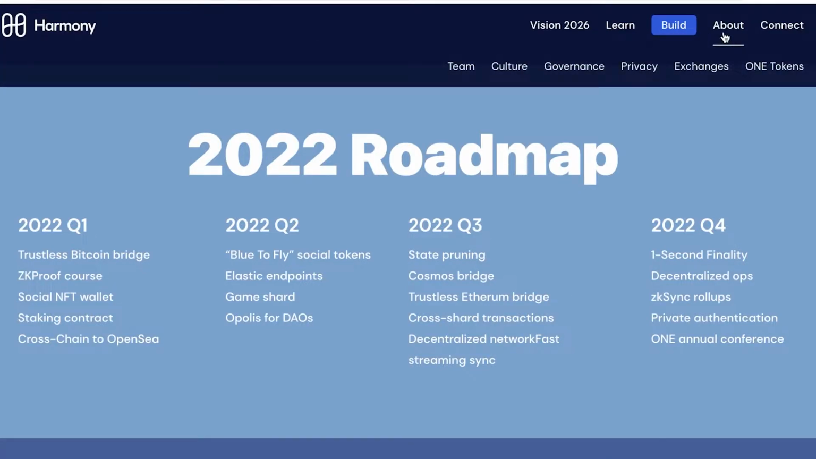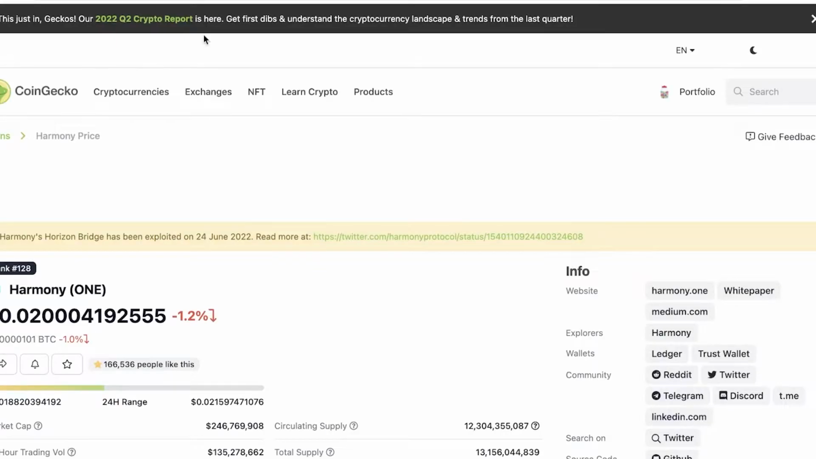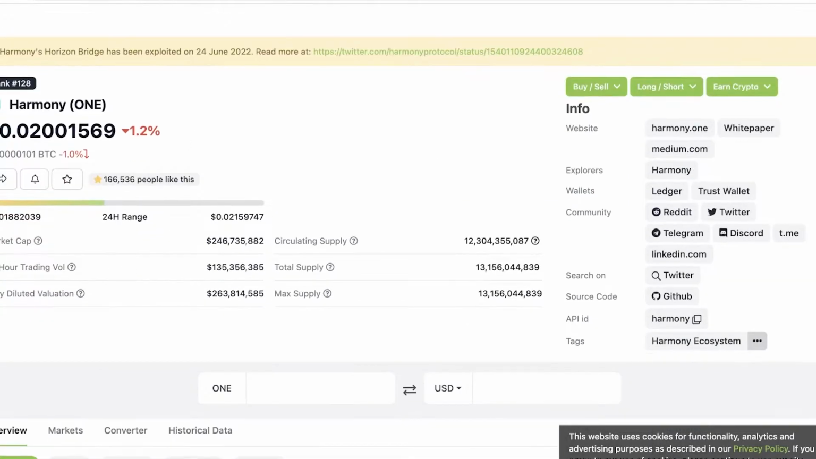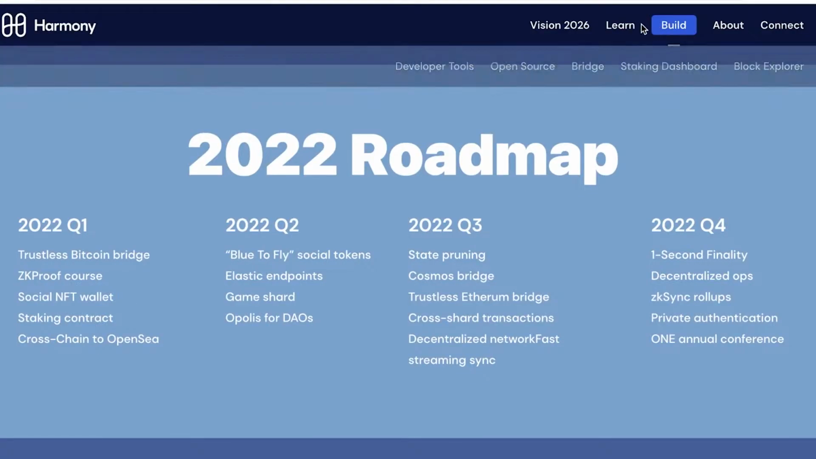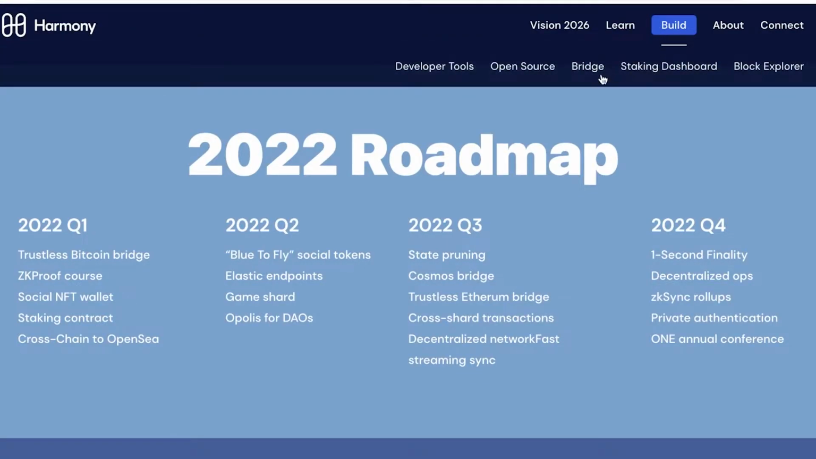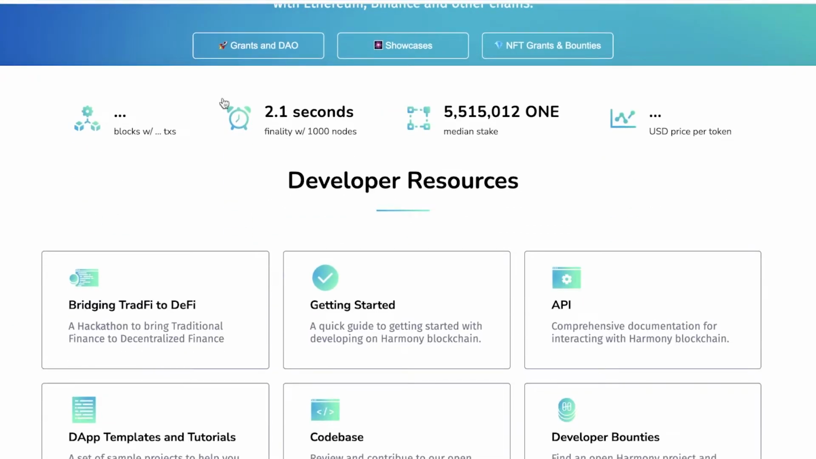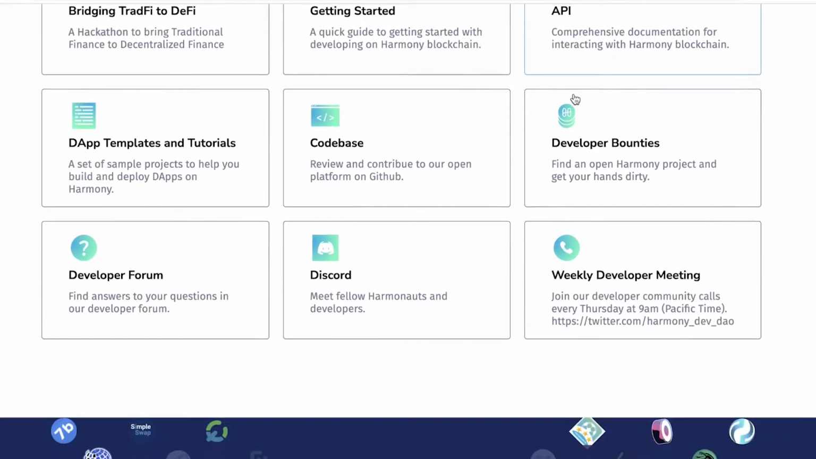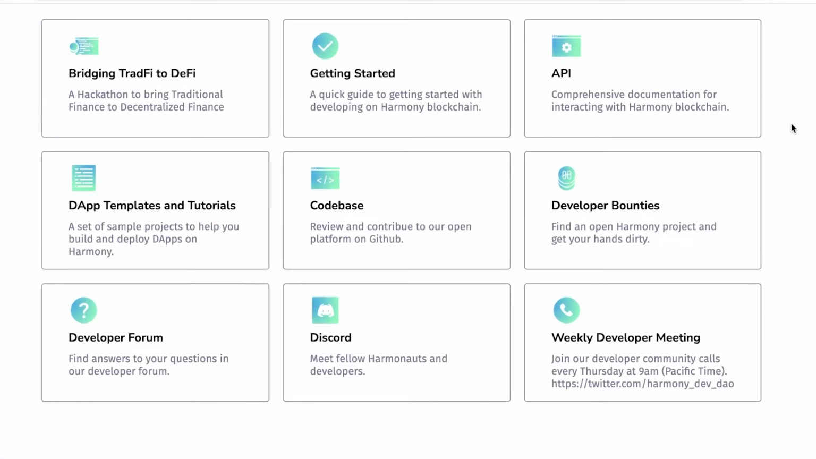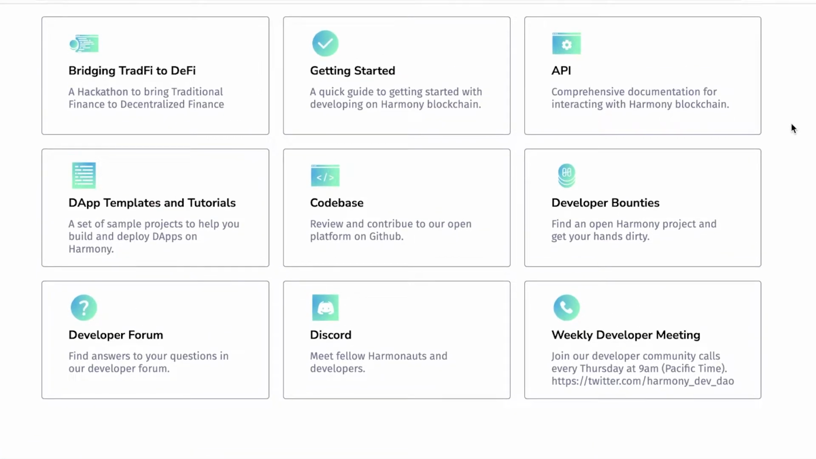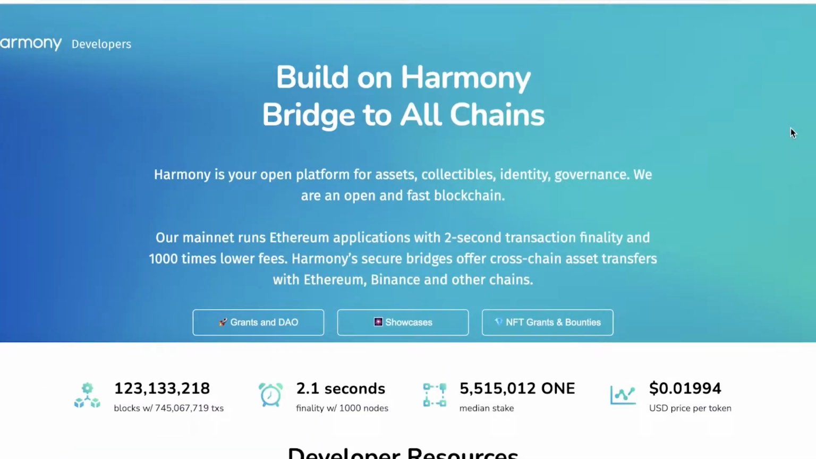Now, if we take a look at Harmony's vision, there is a lot more that we can learn, but a lot of you might actually be looking into the tokens of Harmony. The native token of Harmony is called One, and we will be discussing it in a lot more detail. But before that, we are going to take a look at the things that you can build. They have open source software for other developers as well, and a lot of developer resources: the APIs, the TradeFi to DeFi transactions or bridging, the code base, the weekly developer meeting, developer bounties, and the templates and tutorials for different people.